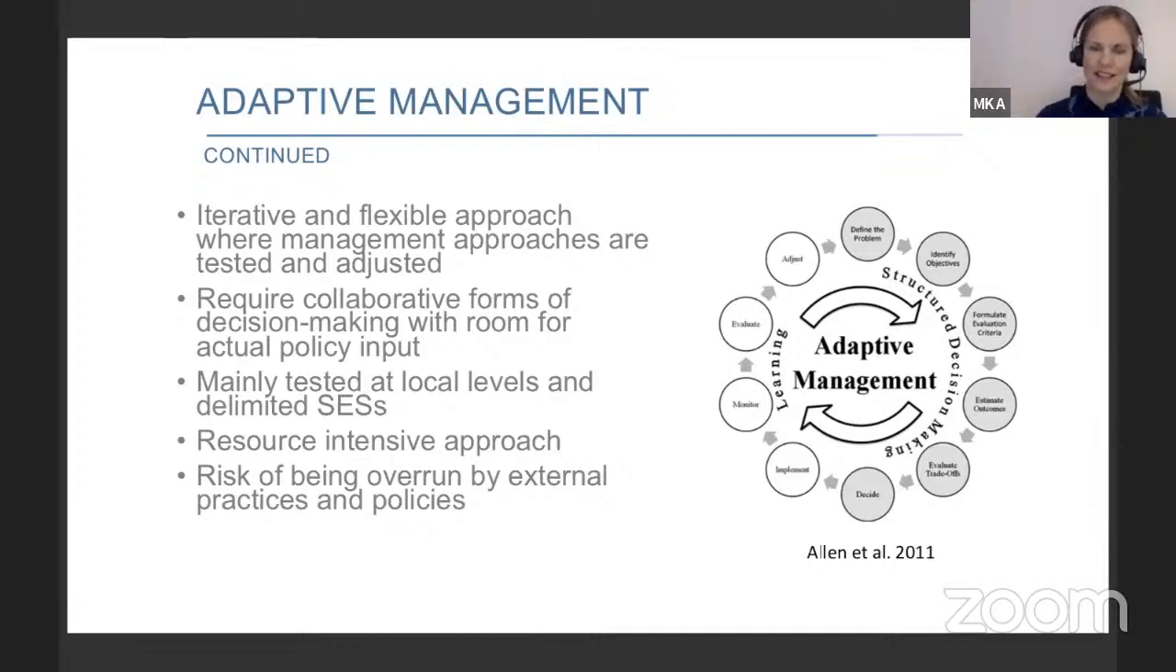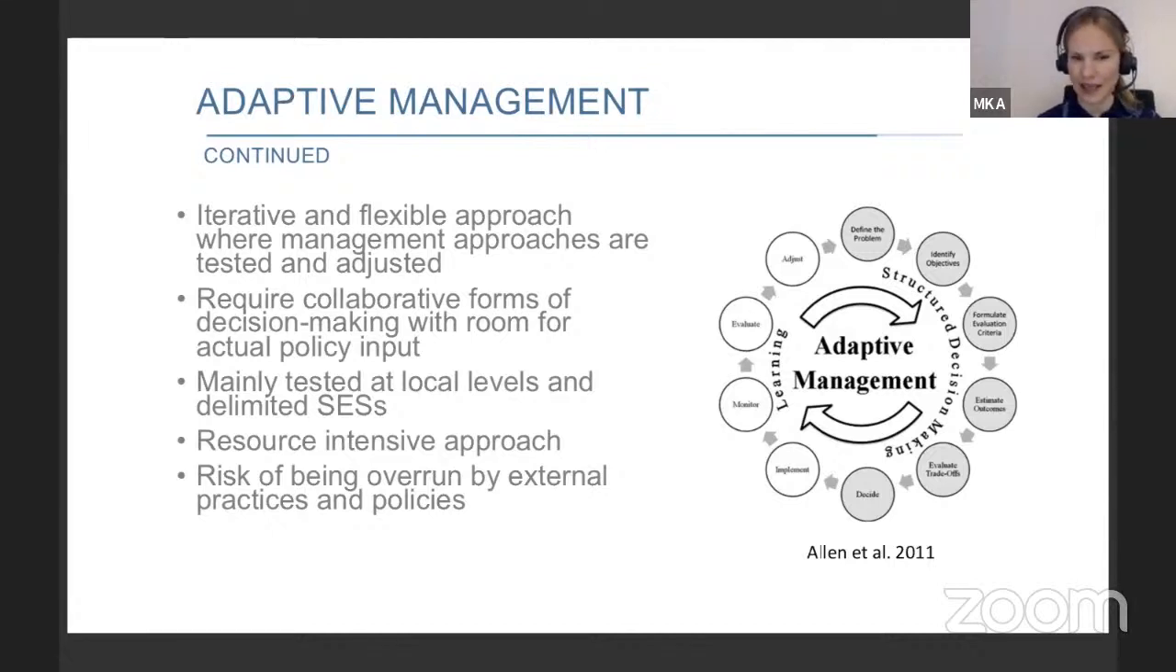Yeah, so there are, however, challenges with this approach because it requires a lot of collaboration. It also requires a lot of coordination between different perspectives with different preferences for outcome, perhaps. And it's important to note that if one tries to arrange collaborative forms with a range of participants, it's also important that they actually can have an input to what the policy then may look like. But as I already mentioned, this approach has mainly been tested at local levels and more delimited social ecological systems. And many of the problems that we face today are much more global in scope, and also these social ecological systems influence each other. So what is done by one community might well be undone by another community down the coast, for example.